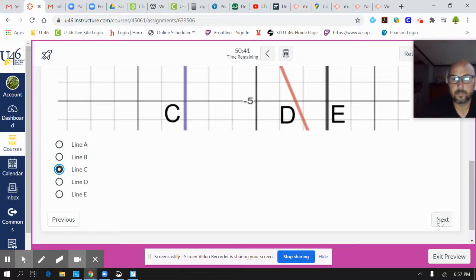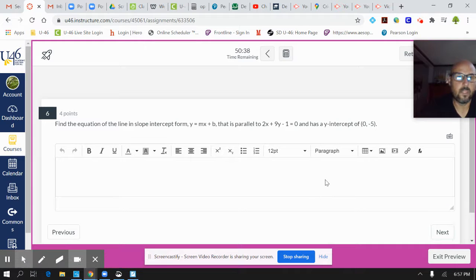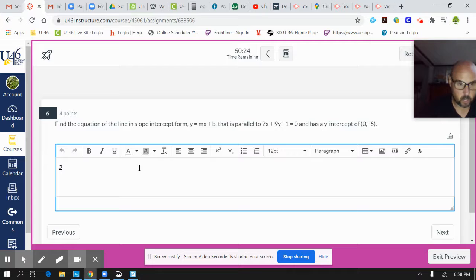Line C. Number 6, find an equation of a line in slope-intercept form, which is mx plus b, that's parallel to this and has a y-intercept of this. So they told me my y-intercept. That's great. I just need to figure out the slope. Again, you're showing your work.